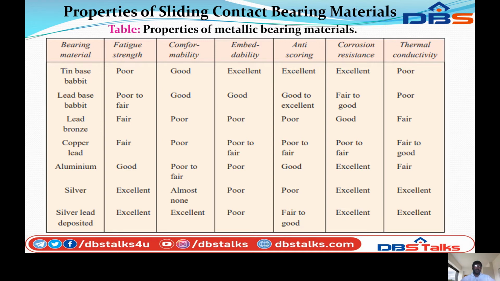Next, coming to the bearing material, silver lead deposited: fatigue strength is excellent, comfortability excellent, embeddability poor, anti-scoring is fair to good, corrosion resistance is excellent, thermal conductivity is excellent. So these are the properties of sliding contact bearing. You can see the tabular column.